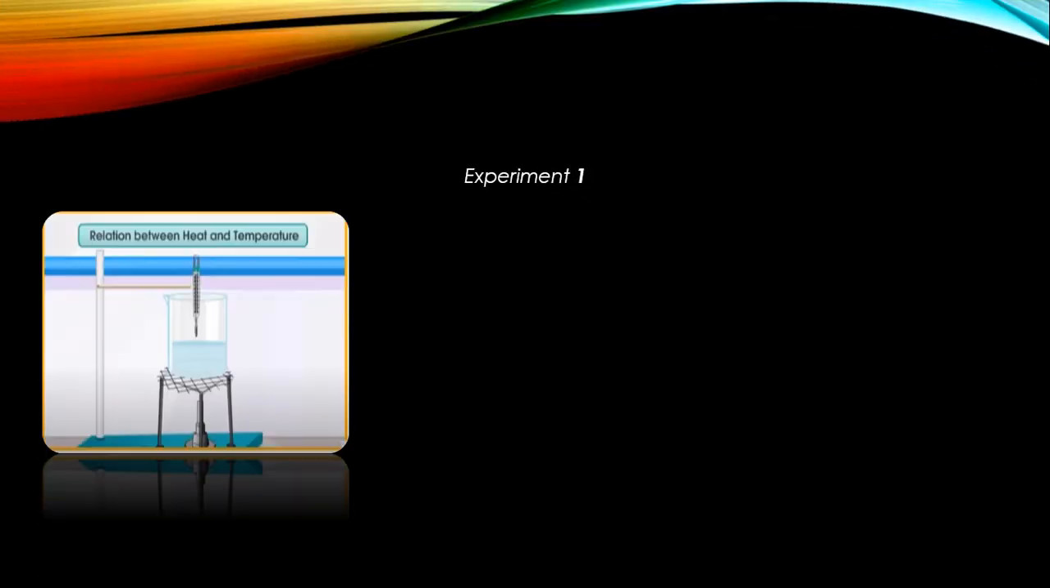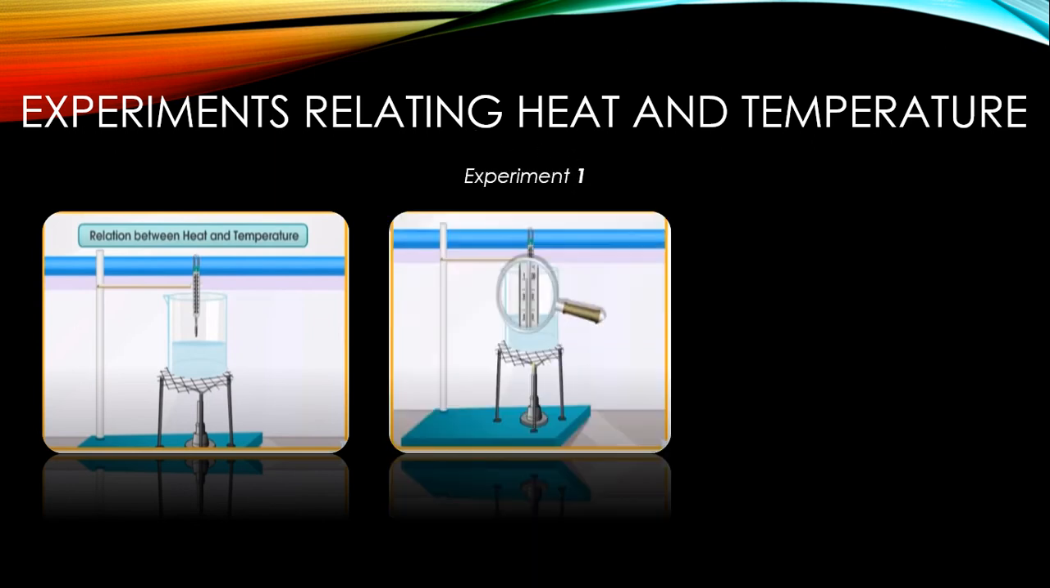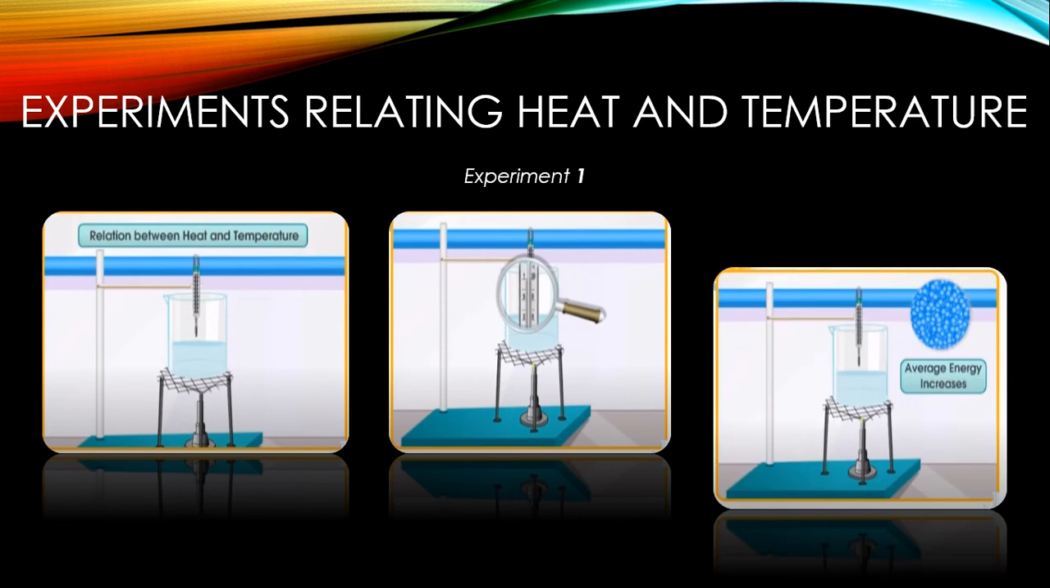We are going to perform now some experiments relating heat and temperature. Experiment 1. Having a beaker containing water and supplying it with heat energy by a flame, the thermometer records temperature rise as the average kinetic energy of molecules increases.